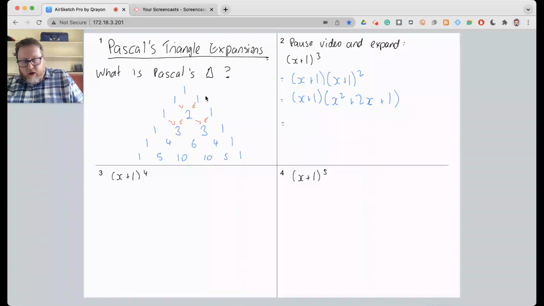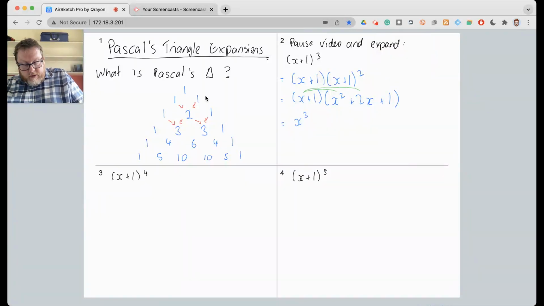Okay, if you have done that correctly, you would have something like this. I'll do it slowly so that we can see it in this example. 1 times x squared, sorry, x times x squared is equal to x cubed.